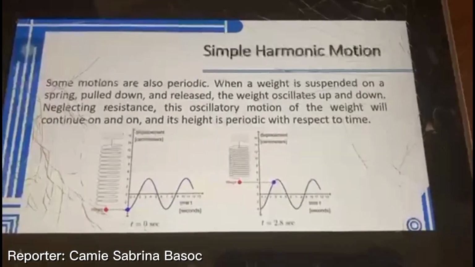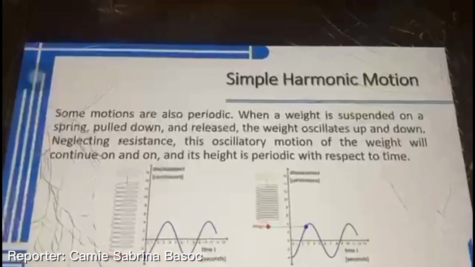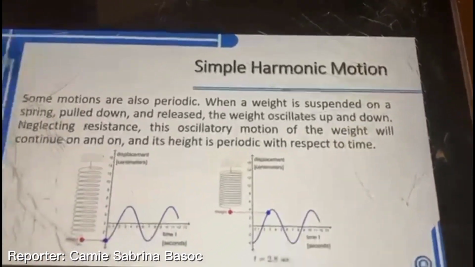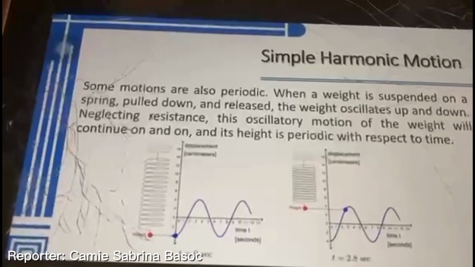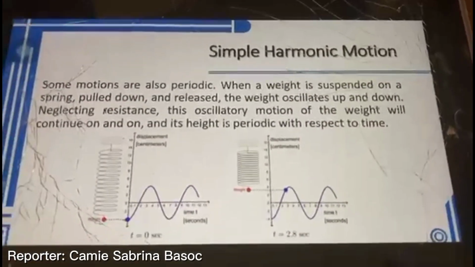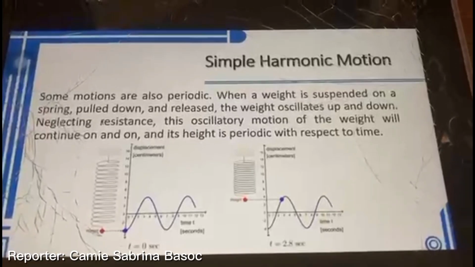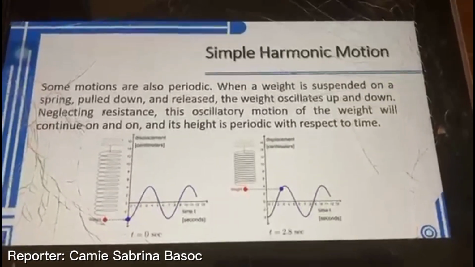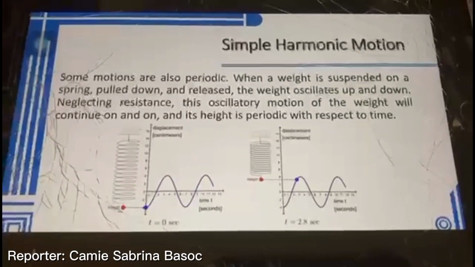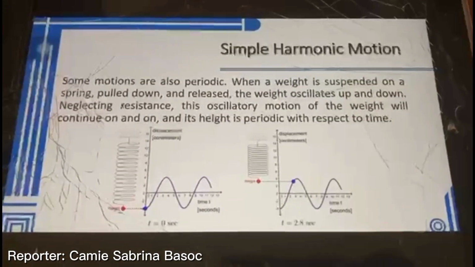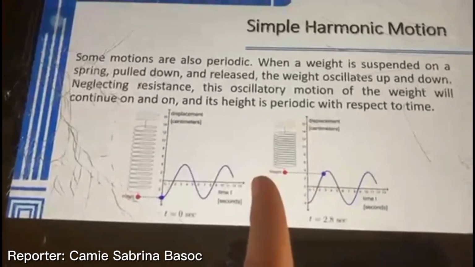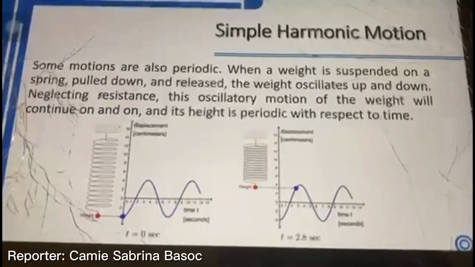Simple harmonic motion. Some motions are also periodic. When a weight is suspended on a spring, pulled down and released, the weight oscillates up and down. Neglecting resistance, this oscillatory motion of the weight will continue on, and its height is periodic with respect to time. Look at the illustration. This is the normal position of a spring.